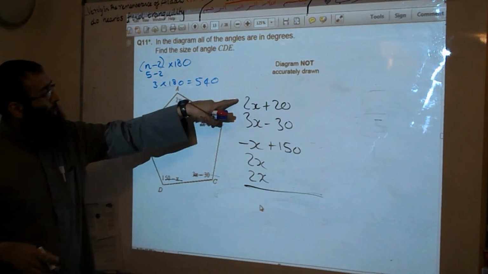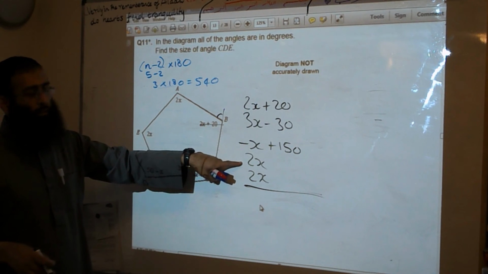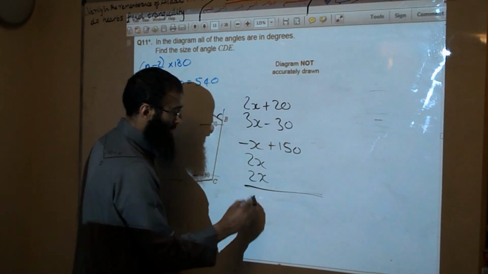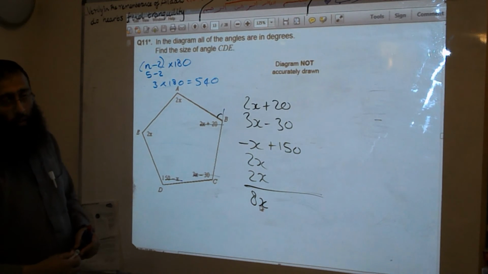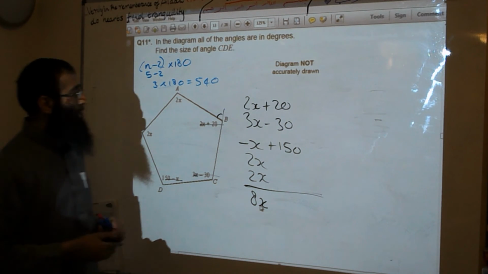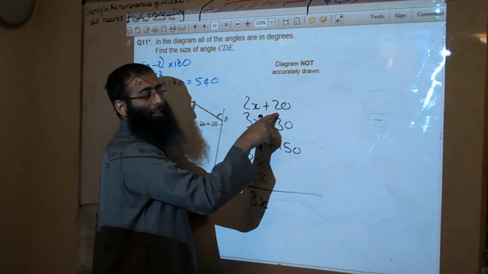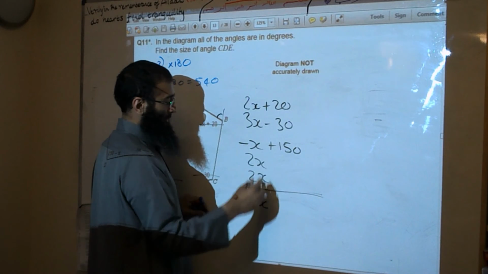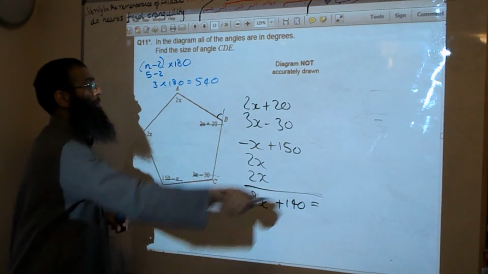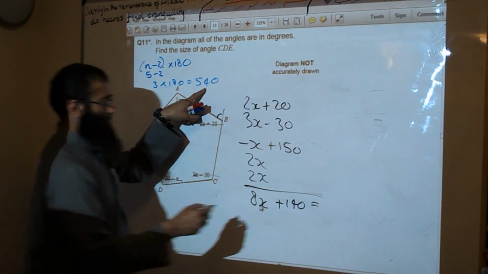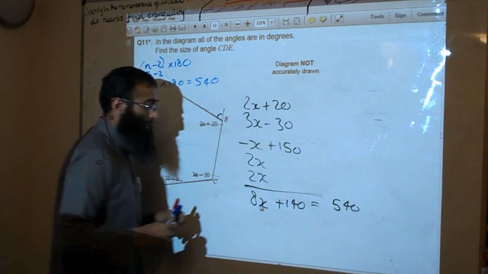Okay, folks, let's work it out now. 2x add 3x is 5x, take 1x is 4x, add 2x is 6x, add 2x is 8x. So 8x. And 150 plus 20, you should calculate again, is 170, minus 30 is 140. So when I add up all the angles inside, it should give us a total of 540. So all of this must be equal to 540.